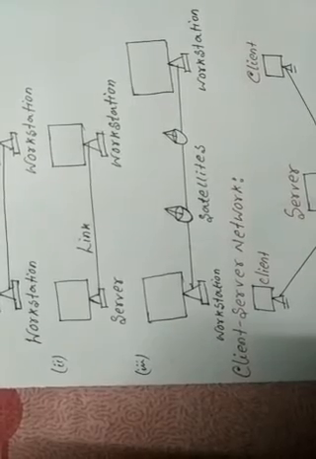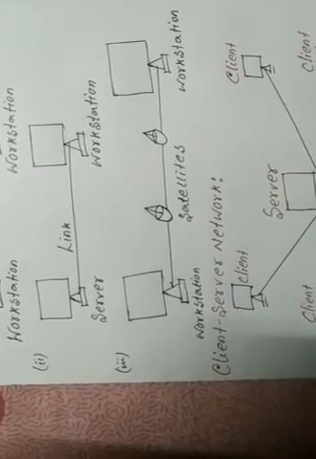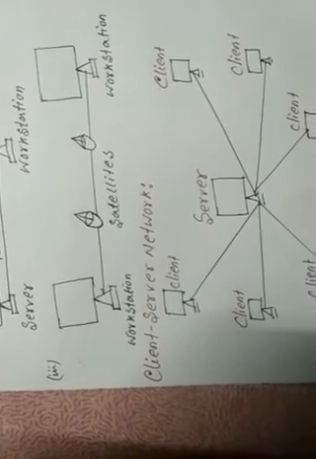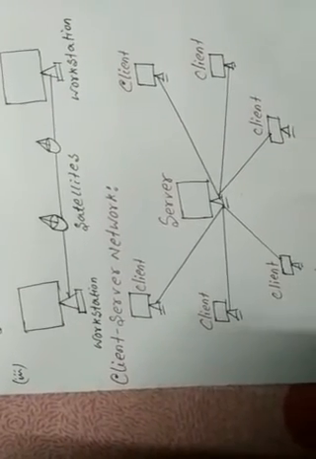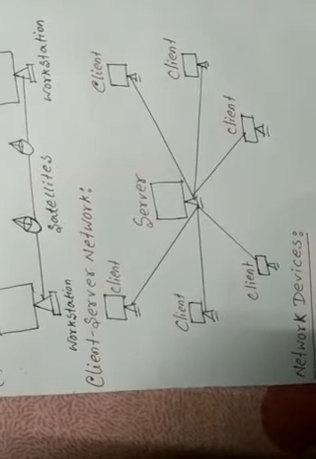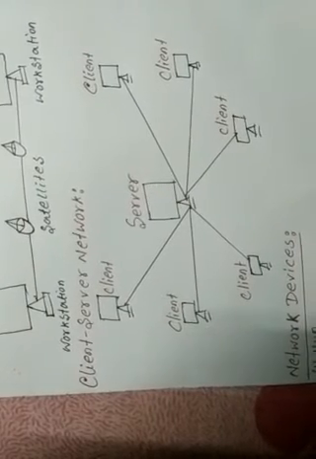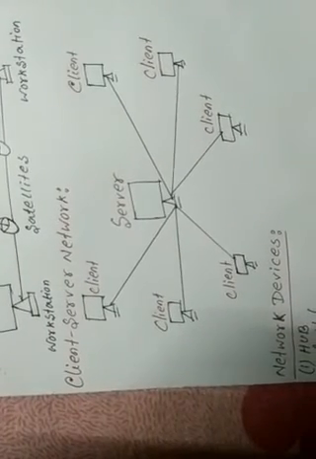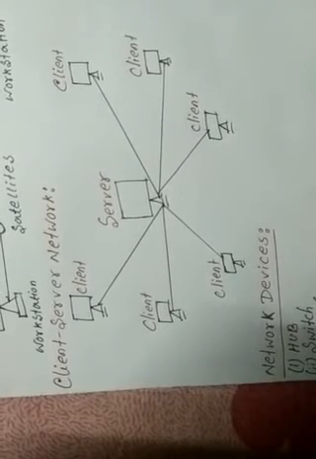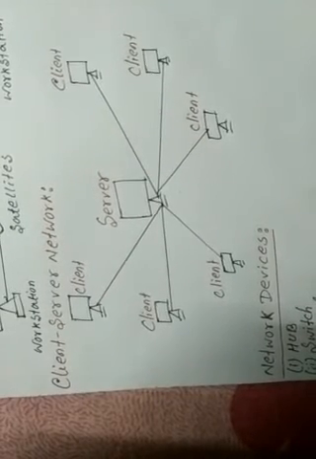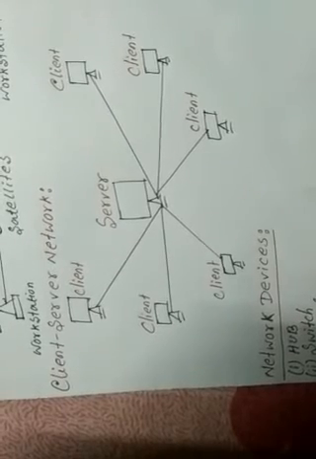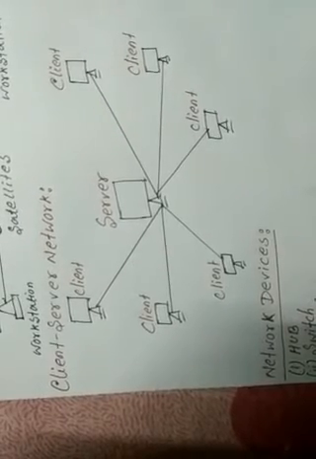Now, we will discuss client-server network. The network system where one or more computers are connected to a powerful computer is known as client-server network. The main powerful computer in the client-server network is known as server, and the computers which are connected to the server computer are known as clients.